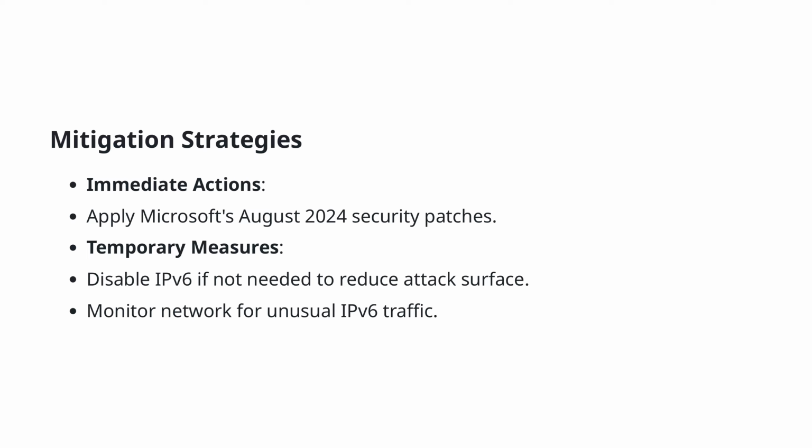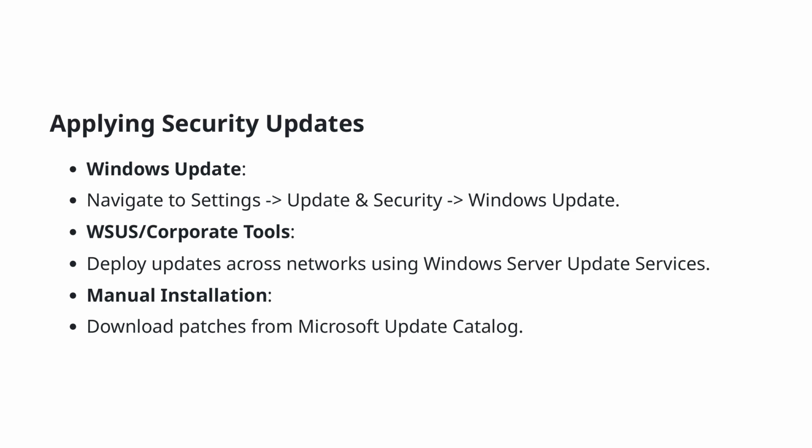Furthermore, it is vital to consistently monitor your network for any unusual IPv6 traffic. Keeping an eye on traffic patterns can help you quickly identify and respond to any suspicious activity, potentially preventing exploitation before it causes harm. These steps, while part of a broader security strategy, are essential in providing immediate protection against known threats. When it comes to ensuring your systems are protected, applying security updates is a fundamental step.